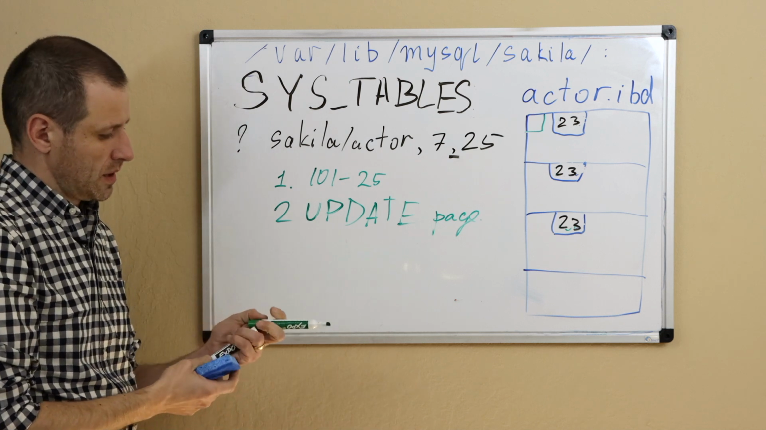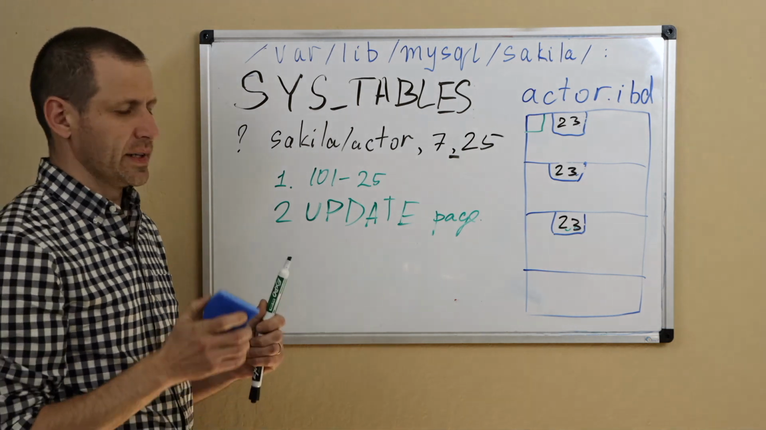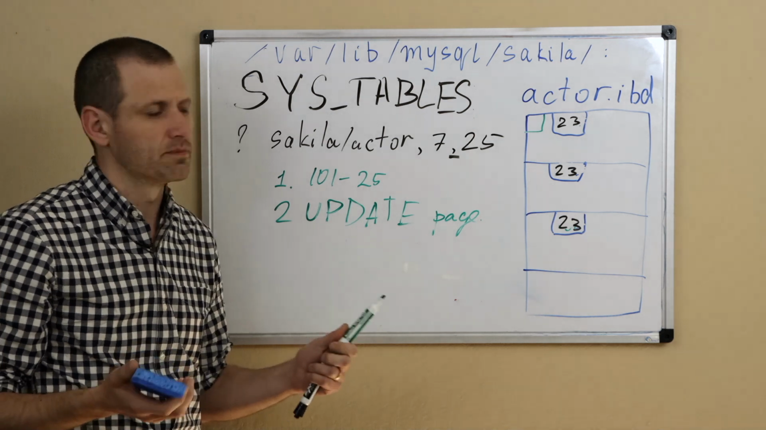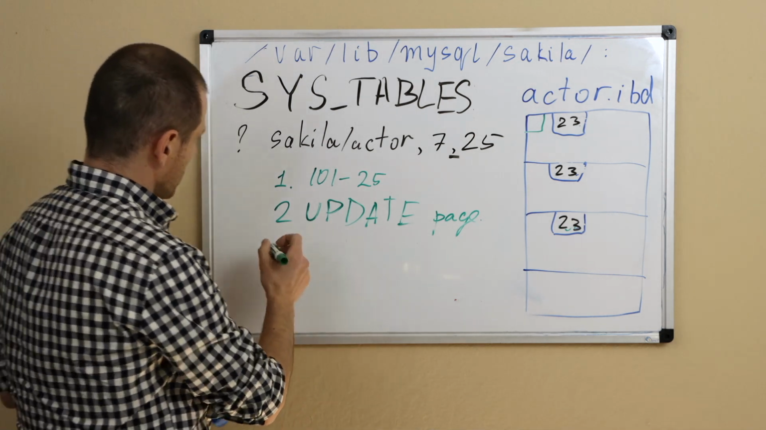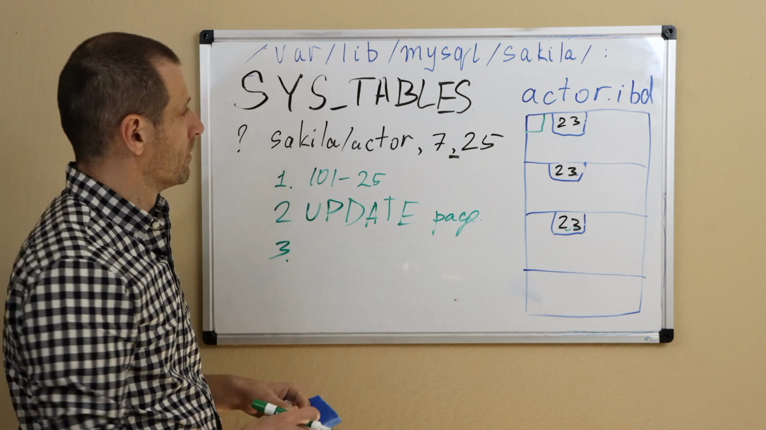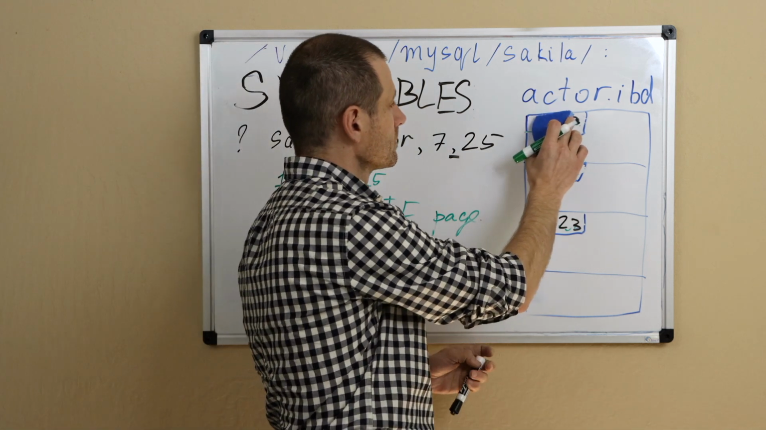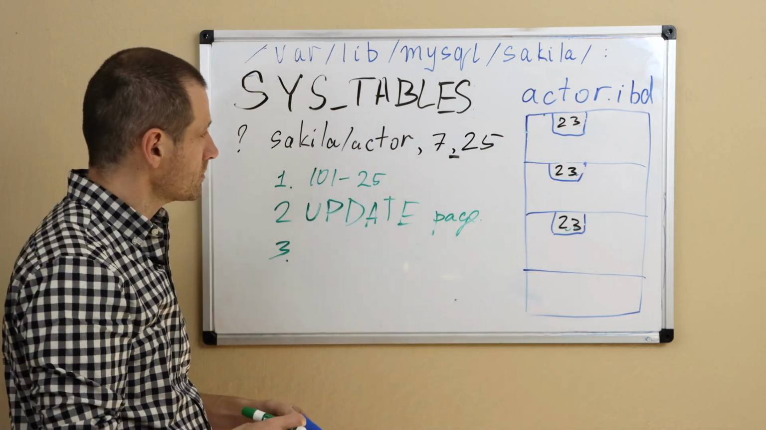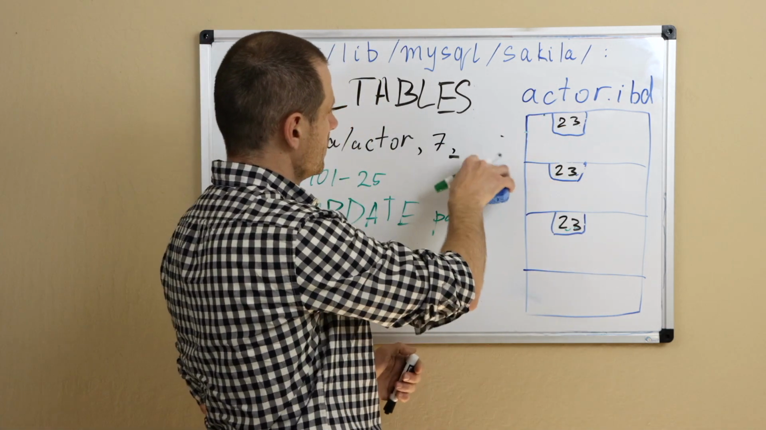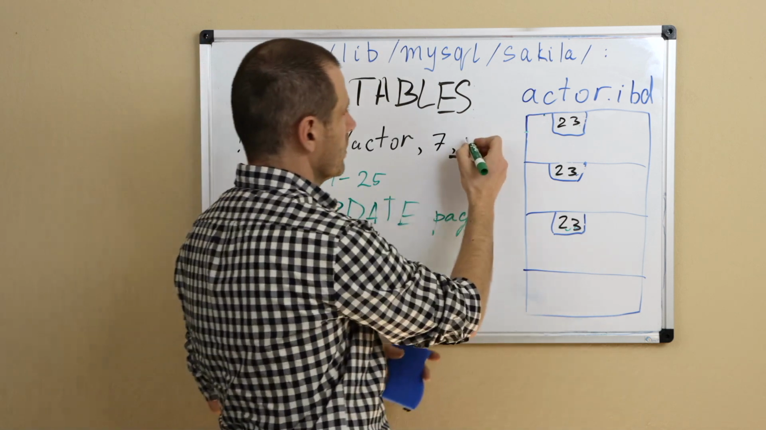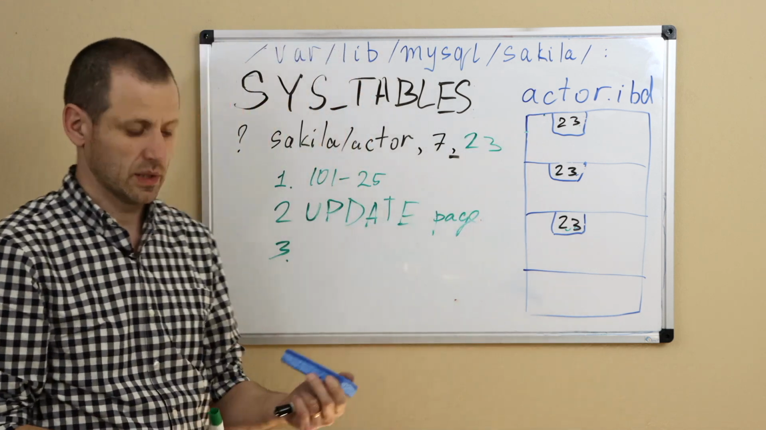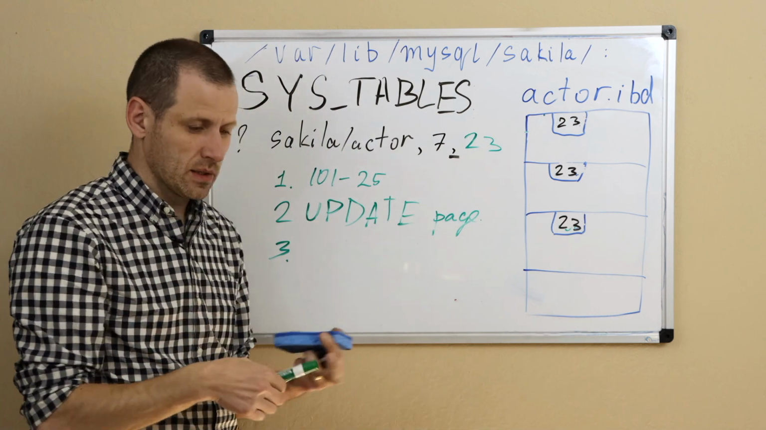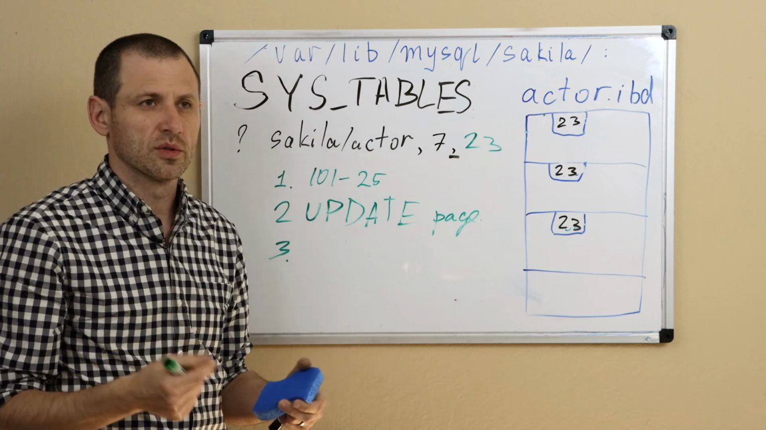So that way is also not very reliable, and truth to be told, difficult. Third way, what if we don't update the original IBD file? What if we update the dictionary? What if we put 23 here instead of 25? It's also possible, and I actually wrote a tool to do that.